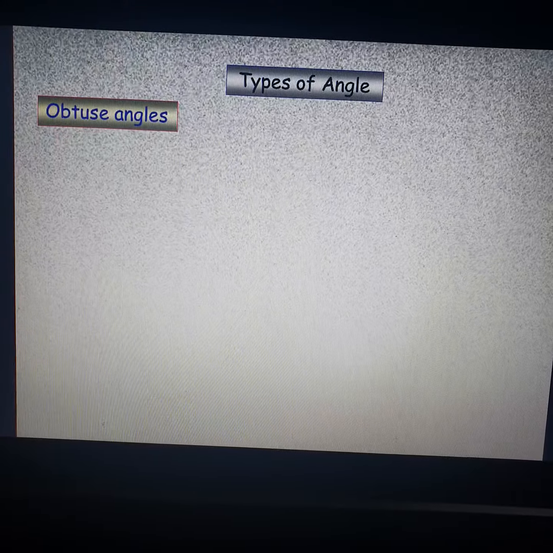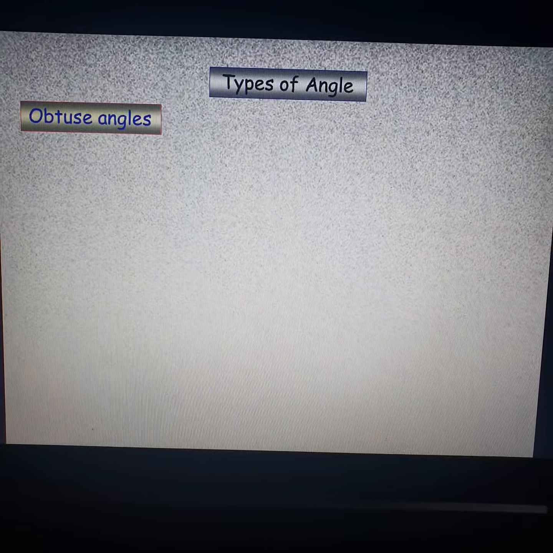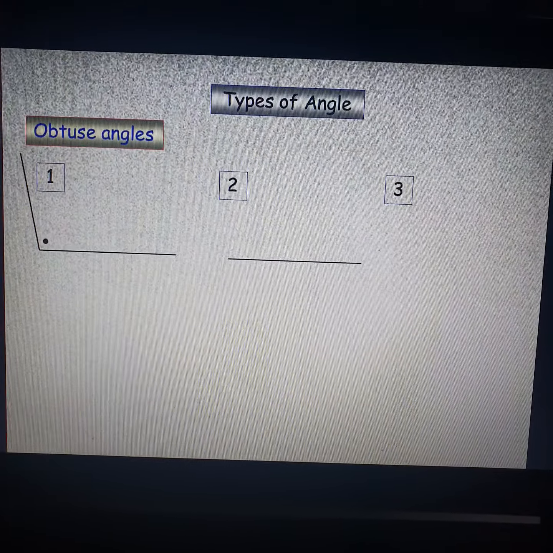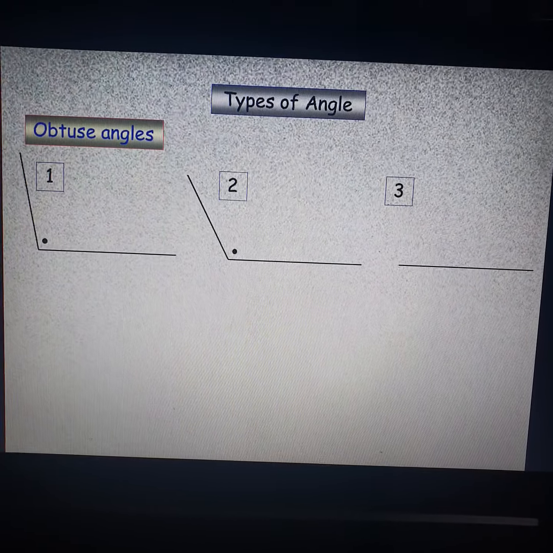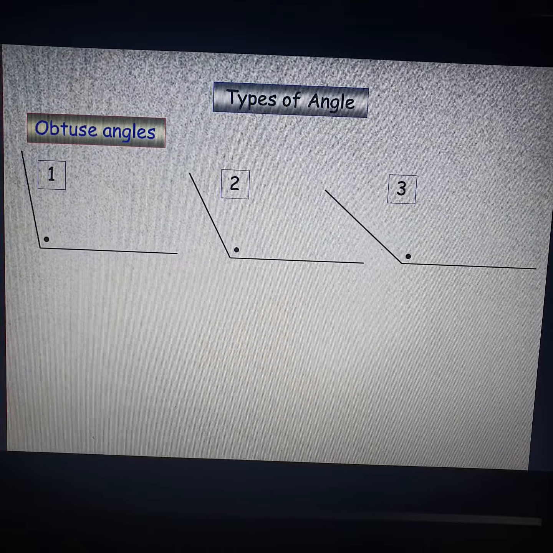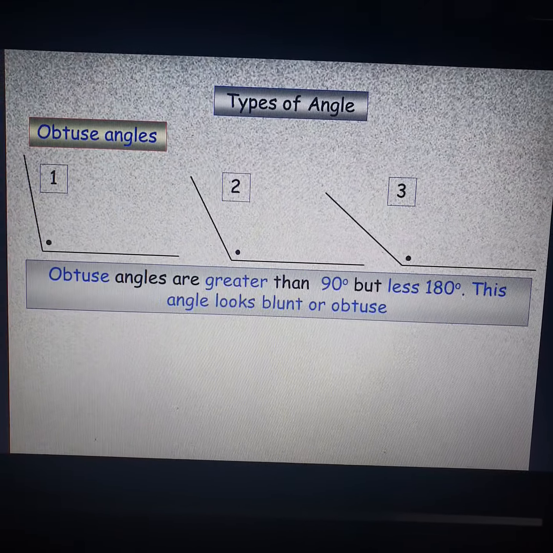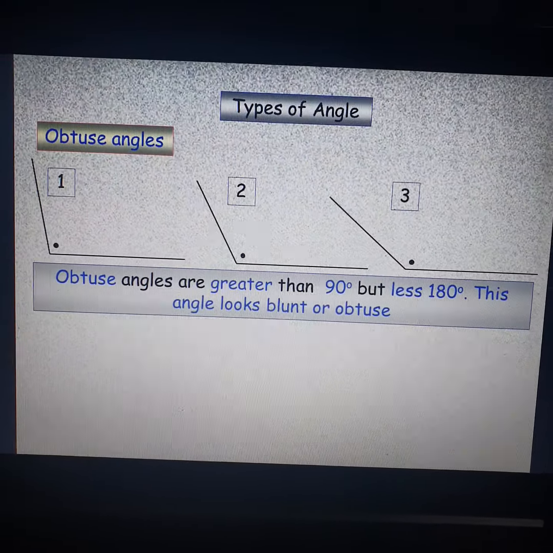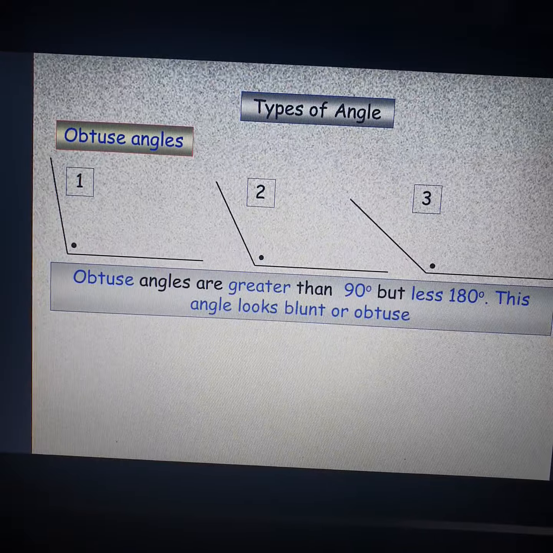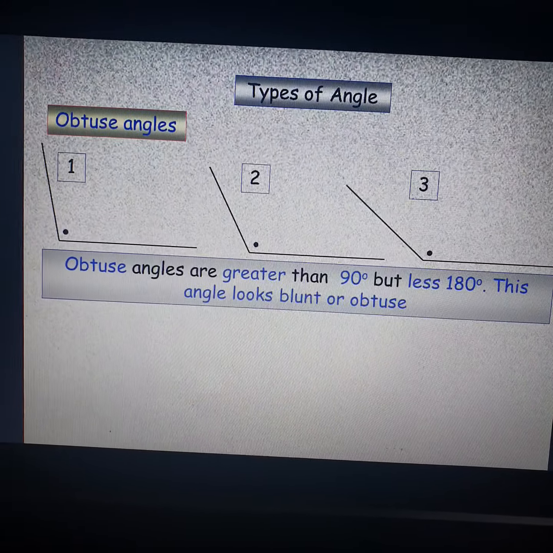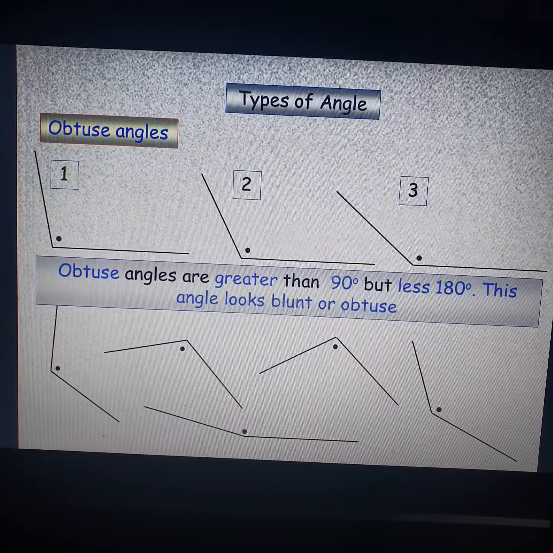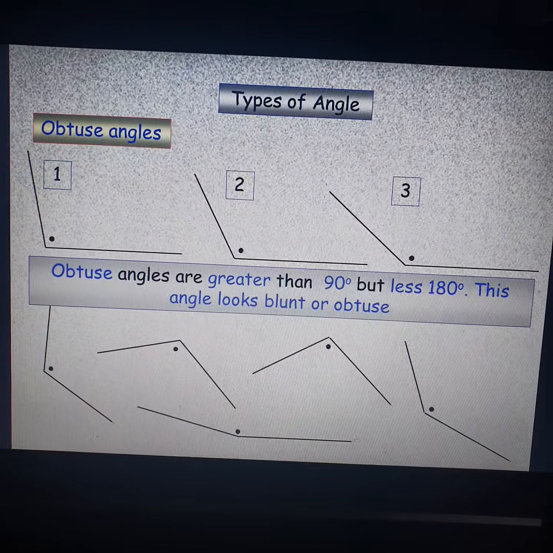Types of angles then. An obtuse angle. Can you remember what an obtuse angle looks like? Okay, so we have one going there. So what do you notice? What would be the measurement of an obtuse angle? So let's take this down. Obtuse angles are greater than 90 degrees but less than 180. So they're greater than a right angle but less than a straight line. And this angle looks kind of blunt or obtuse, like kind of strange or a bit odd. That's why it's called obtuse. So you may take that definition down and maybe 2 or 3 examples of what an obtuse angle would be.